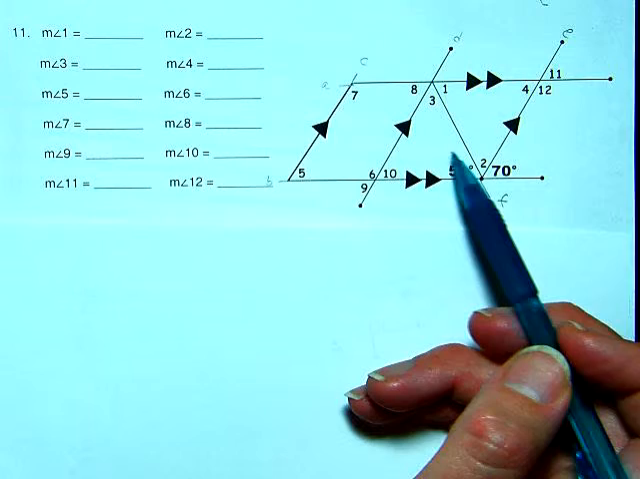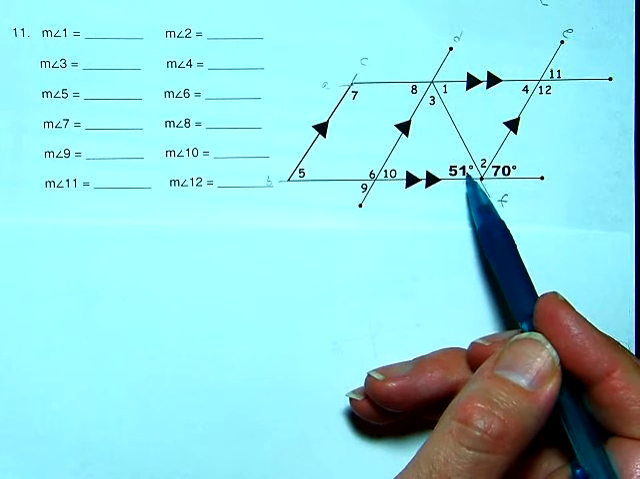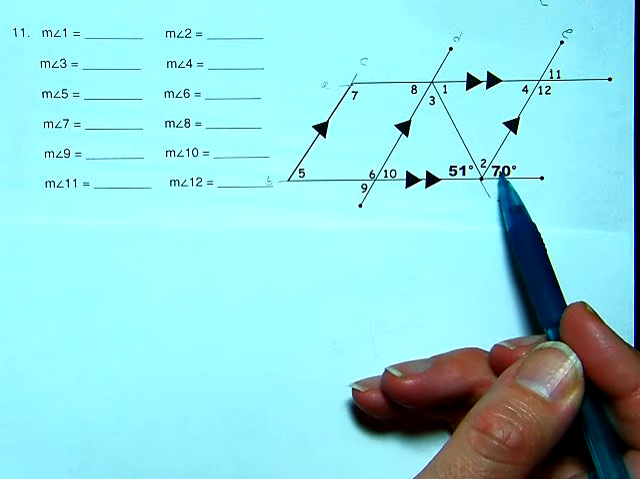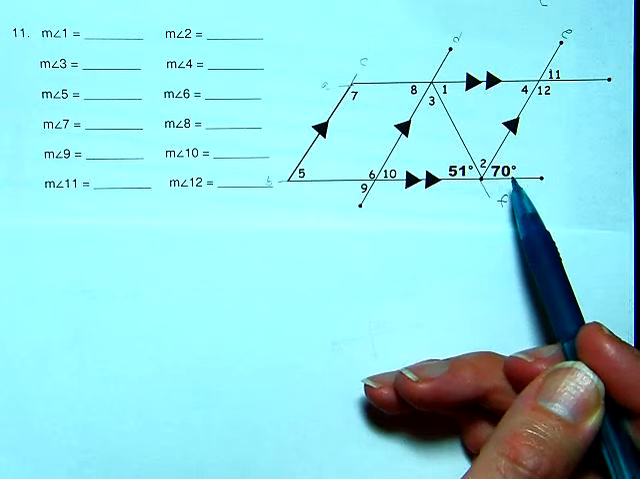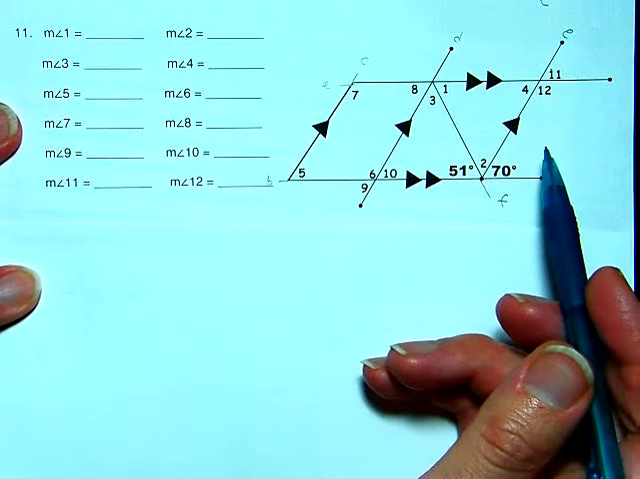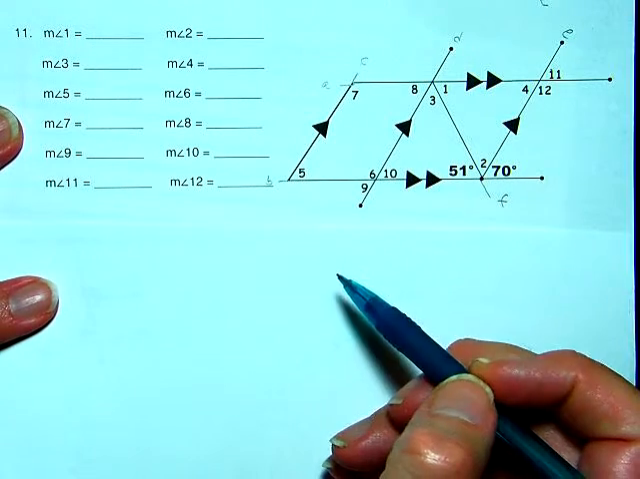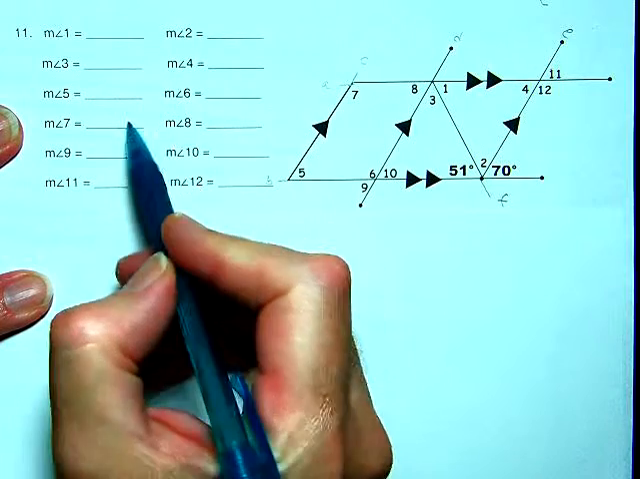And their intersection creates all kinds of angles, and we're only given the measures of two of them, 51 degrees here and 70 degrees here. We've got to find the measures of the remaining 12. So this is quite a puzzle, but we're going to find that it's doable, and we're going to succeed in getting all these measures.